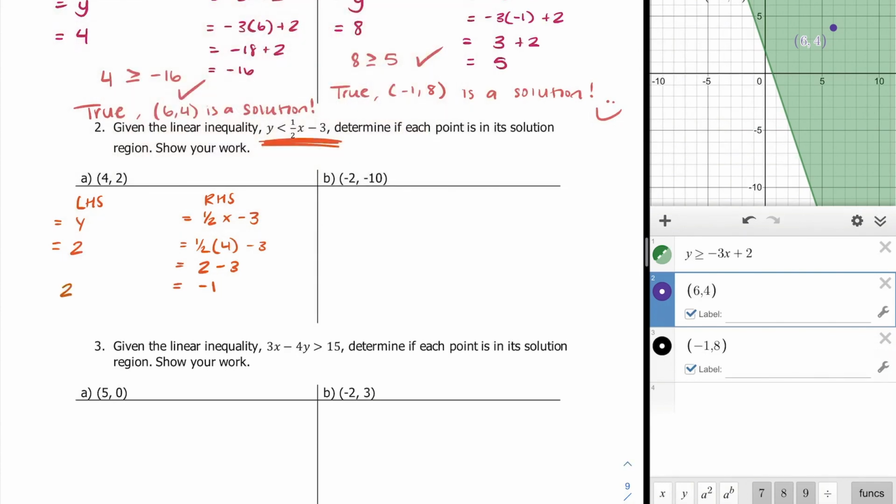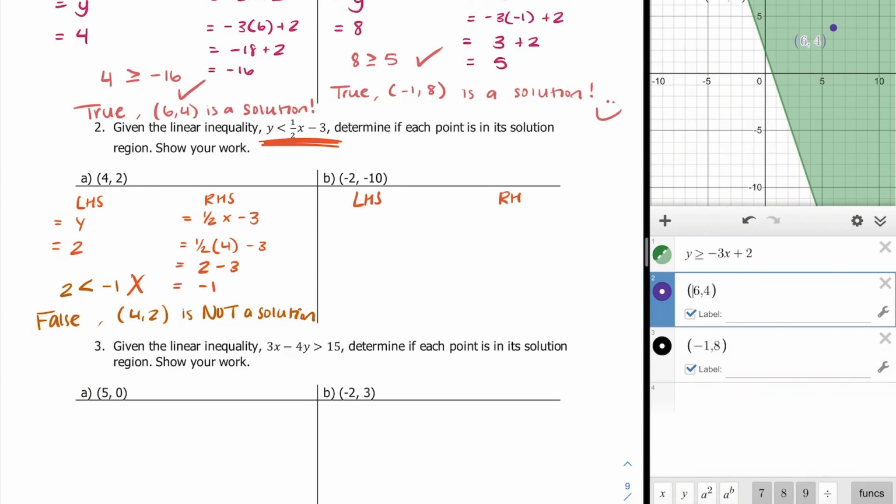Here, we are double-checking and saying, hey, is 2, my left-hand side, less than negative 1? And no, of course, that is false. So 4, 2 is not a solution. If that inequality proves to be false, then that's going to say, no, it is not a solution.